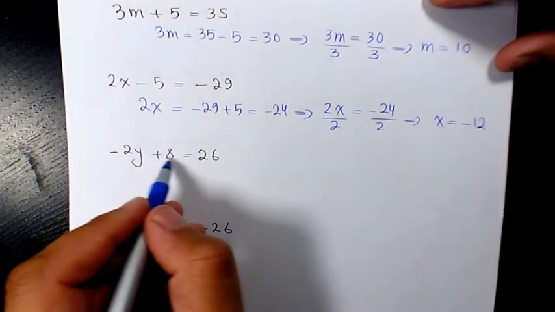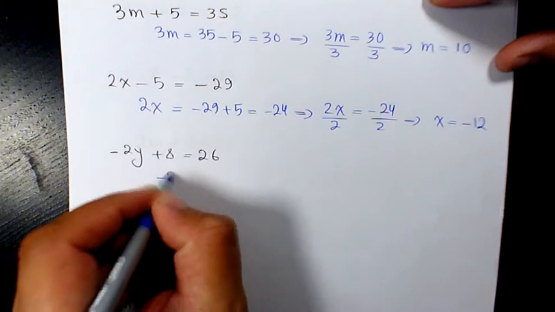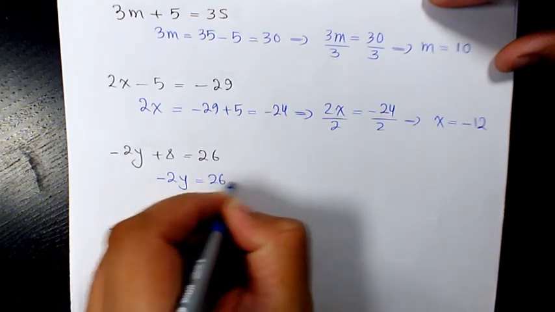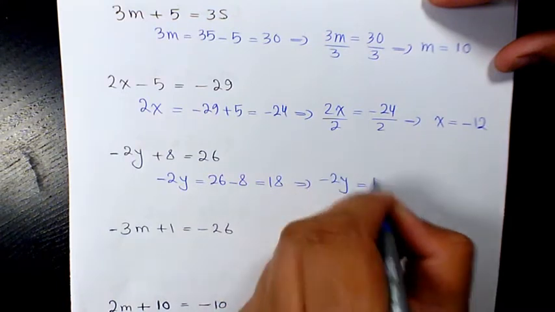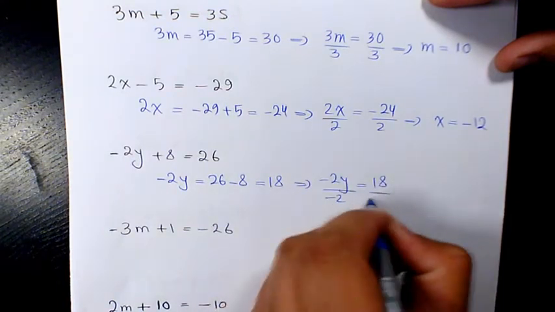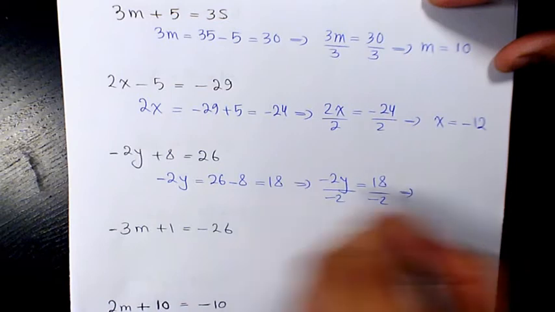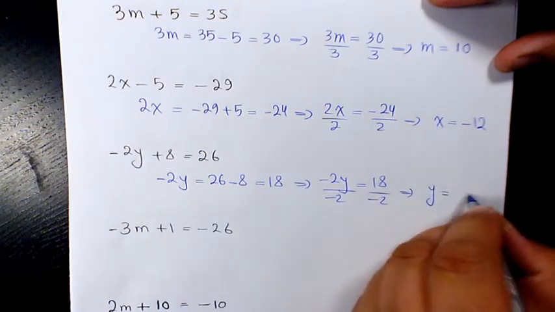Negative 2y plus 8 equals 26. Negative 2y will be equal to 26 minus 8, which is going to be 18. So negative 2y equals 18. I need to divide both sides by negative 2. Negative 2y divided by negative 2 is going to be y. 18 divided by negative 2 is going to be negative 9.